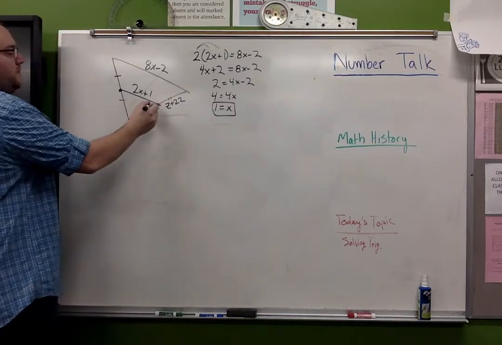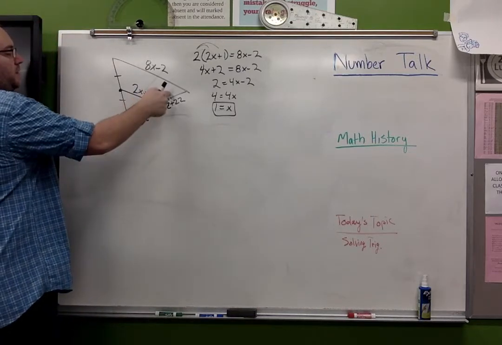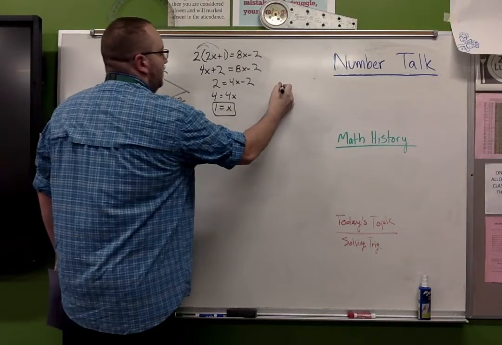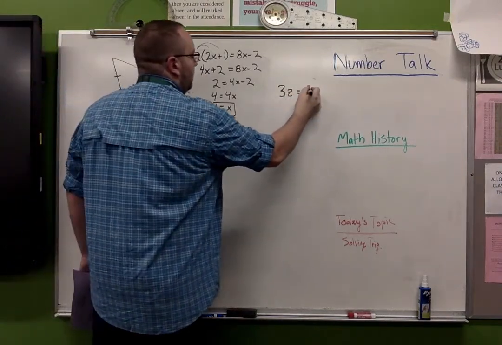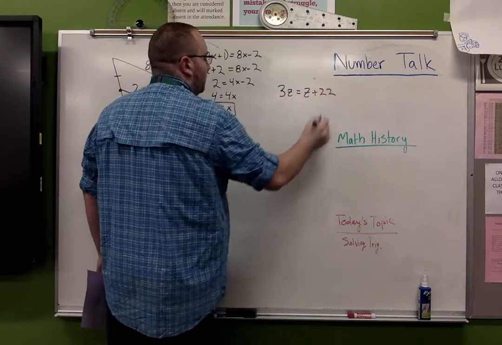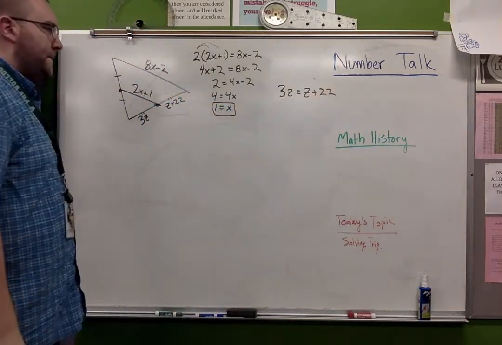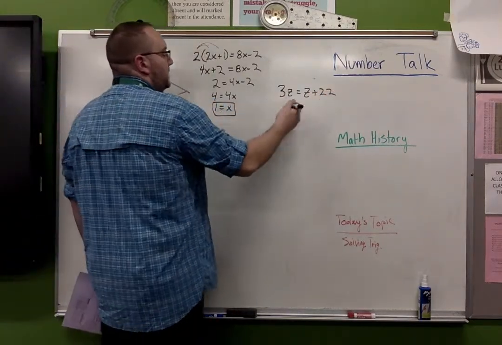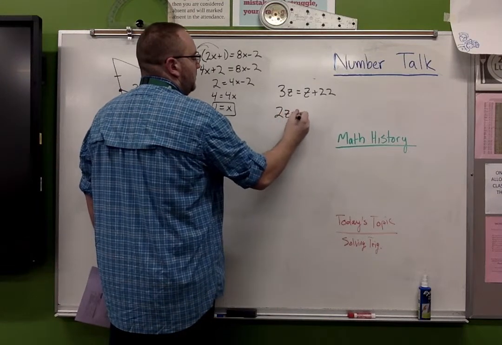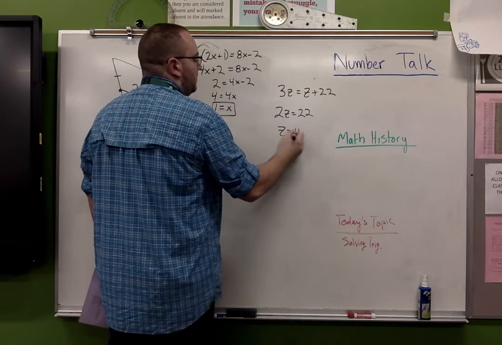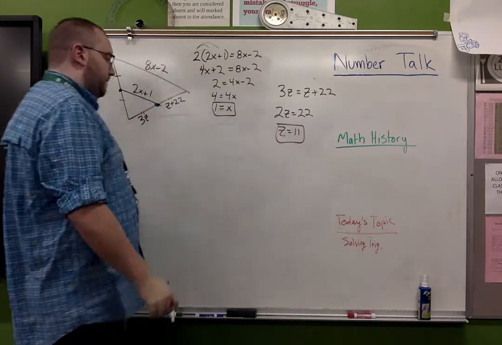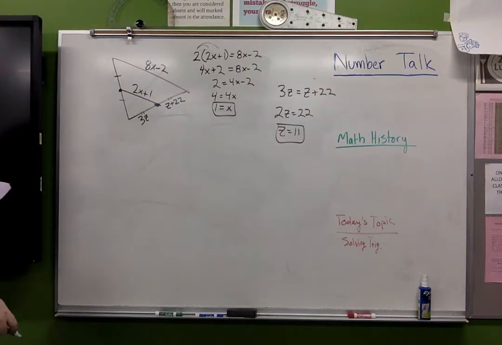Now let's look at z. Since this is the midpoint, this side has to be equal to this side. So 3z is equal to z plus 22. Minus z both sides. Divide by 2 both sides. z equals 11. Let's do the next one.